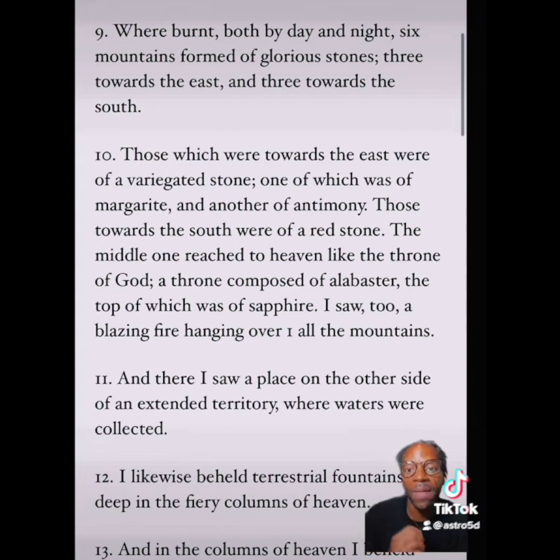Skipping down to 11. And there I saw a place on the other side of an extended territories where waters collected. 12. I likewise beheld terrestrial fountains deep in the fiery columns of heaven. Keep in mind where their waters collected. Now we're transitioning to inner earth.